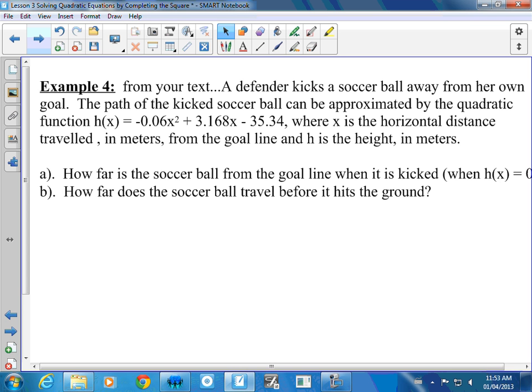Oy, oy, oy. That's a tough one to factor. Okay. We're going to complete the square of this. No, why not? Okay. So let's approach it the exact same way. What are we going to do?